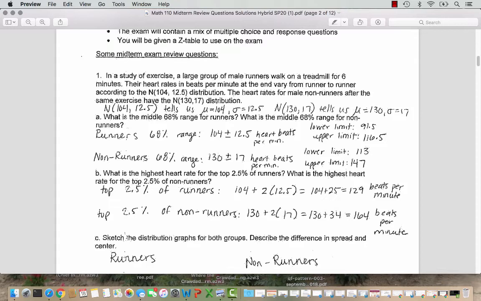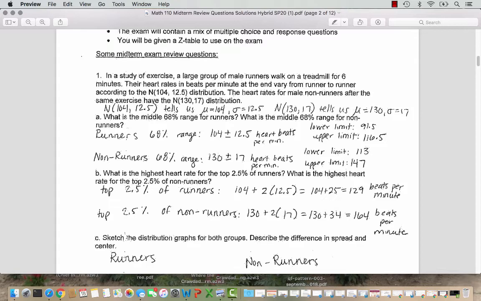So the first question compares two groups of male runners. One group is male runners and one group who are non-runners. And then we're told that their heart rates in beats per minute vary from runner to runner according to an N(104, 12.5) distribution. So this is shorthand. This tells us it's a normal distribution. That's what the N stands for. The first value is the mean, and the second value is the standard deviation. So for runners, they have a mean of 104 beats per minute and a standard deviation of 12.5 beats per minute. Then we have the second group, the non-runners. So after the same amount of exercise, their heartbeats are N(130, 17) distribution, meaning their mean heartbeats per minute is 130 and their standard deviation is 17. So we do see a difference between male runners and non-runners comparing on the treadmill.